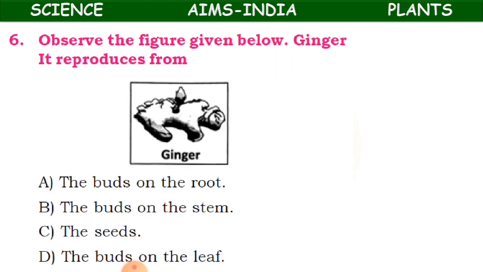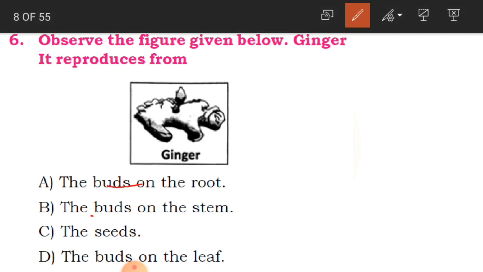Okay children, clear? Now the sixth question. Observe the figure given below, this is ginger. It reproduces from what? A option is the buds on the root. B is the buds on the stem. C is the seeds. And D is the buds on the leaf.